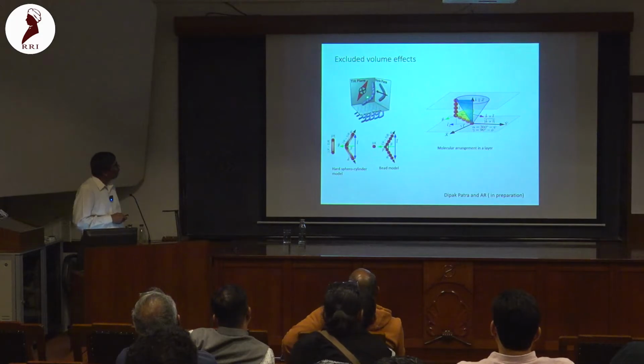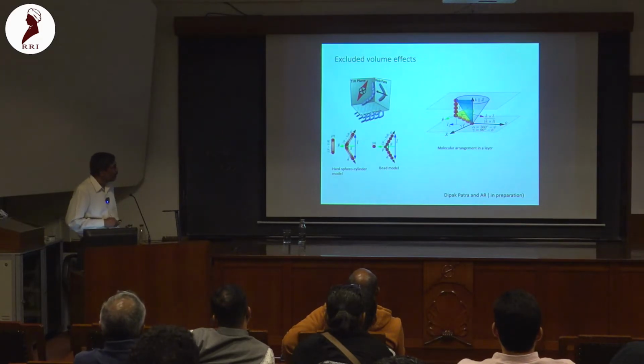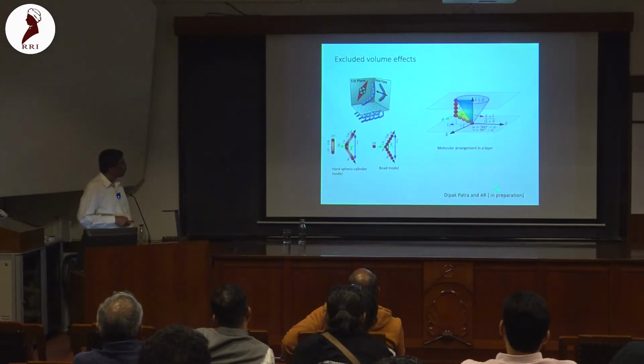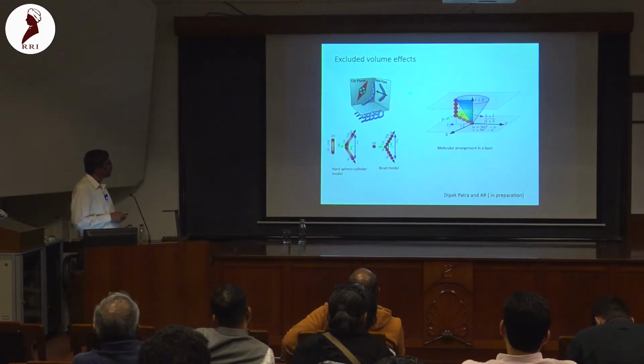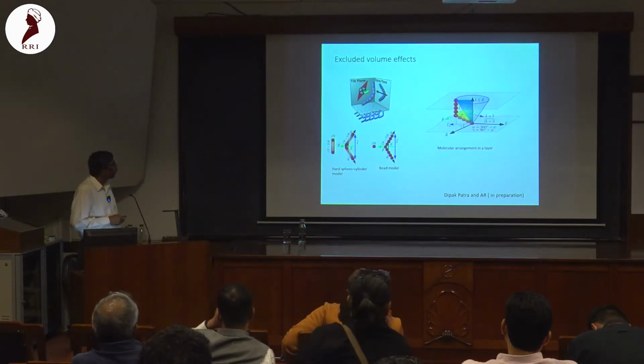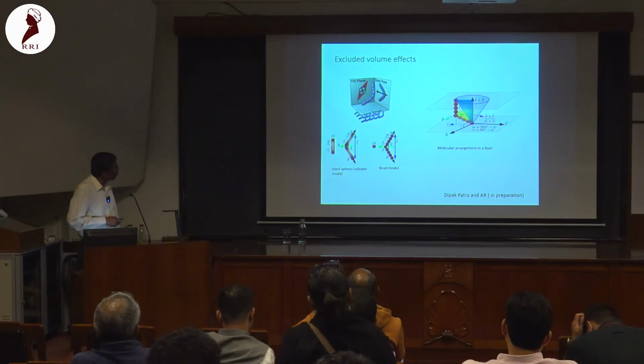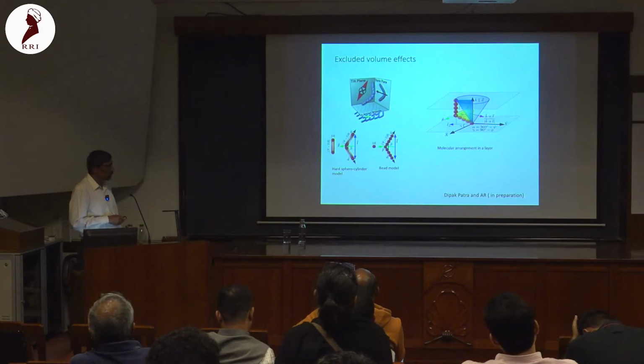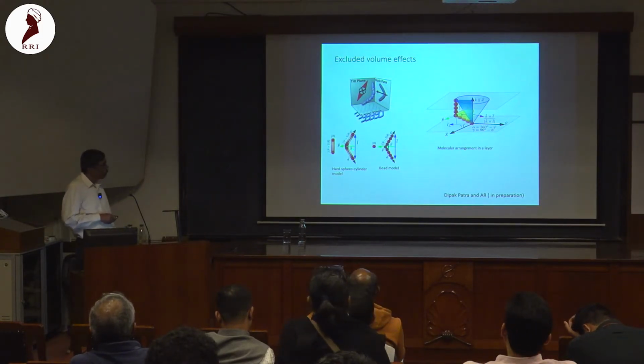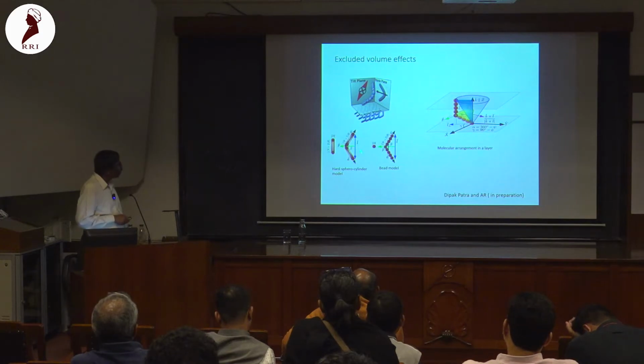So the question is, why do molecules tilt in a plane perpendicular to this direction? To understand this, Deepak and I are trying to understand through something called excluded volume interaction. You model the molecule as some kind of rigid object, and another molecule will not be able to penetrate the space of this molecule. So around one of the molecules there will be some space left, and that's called excluded volume. If you minimize this excluded volume, that is entropically favorable.